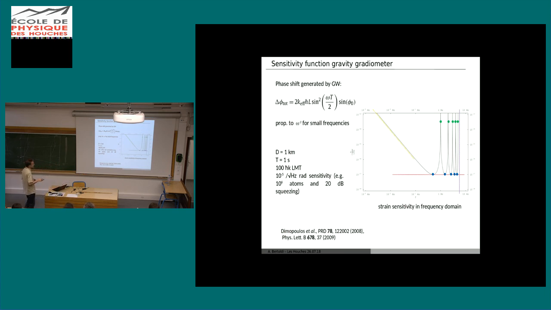Okay. So the configuration that was considered in the first of these two papers is a distance between the two interferometers of 1 kilometer, an interrogation time, so the distance between successive pulses, of 1 second, that gives as a target high sensitivity 1 Hz of the order of bar 2 pi. Large momentum splitting of 100 h bar k, and then a 10 to the minus 5 per square root of hertz sensitivity for the interferometer, which can be obtained, for example, for 10 to the 6 atoms, which gives 10 to the minus 3, and 20 dB of squeezing.